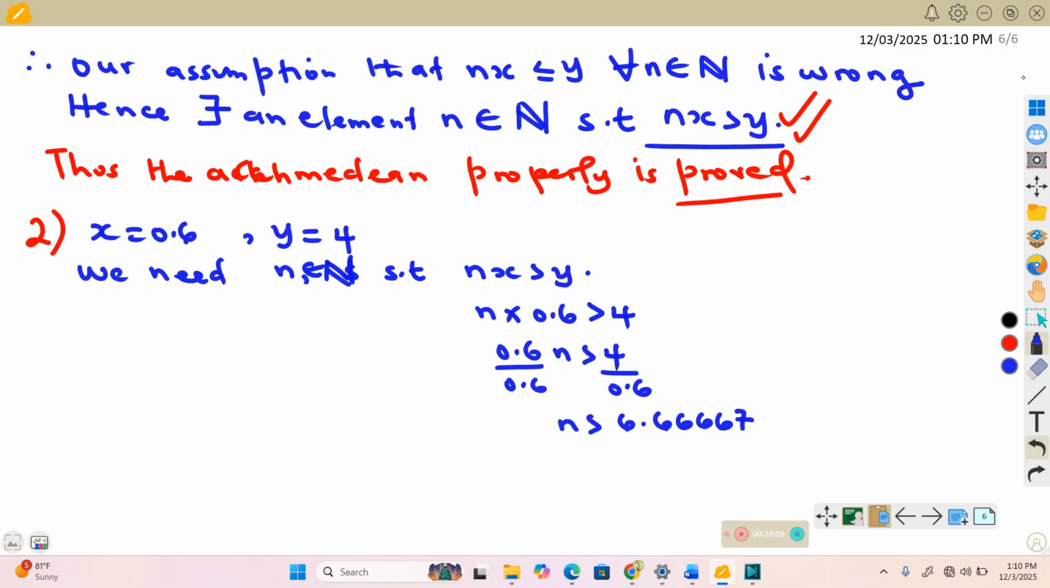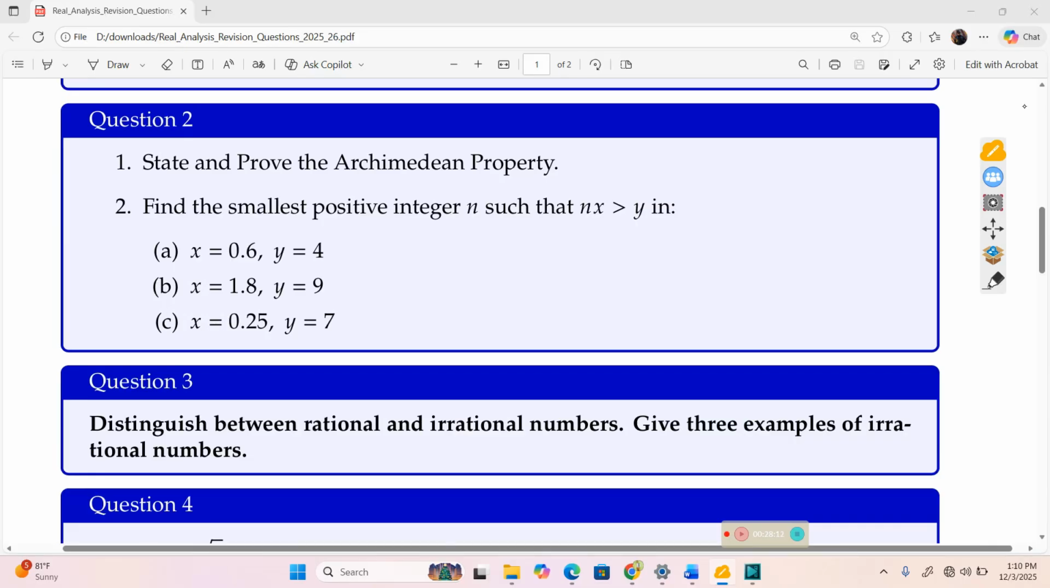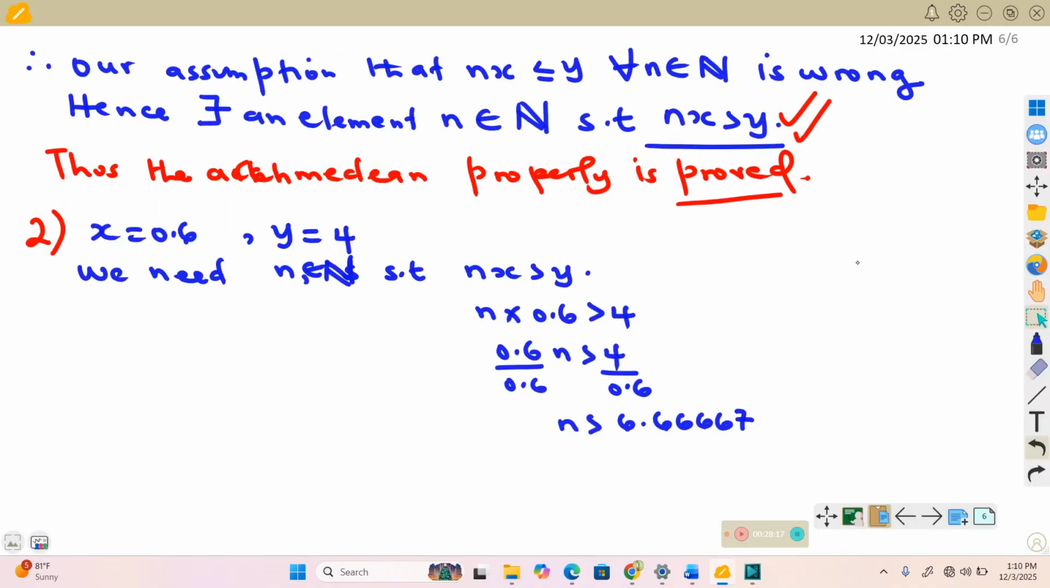So we need to obtain the smallest positive integer n, or the natural number n, which is the smallest such that this statement holds. The next positive integer after 6.66 will be 7. So the smallest positive integer, don't take the one below 6 like 5, it will not hold.